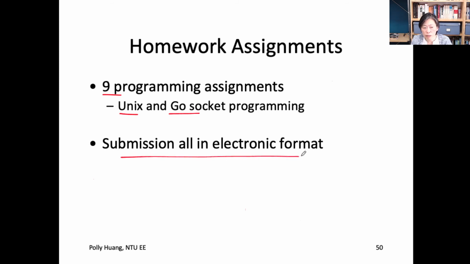All of these will be submitted in electronic format. The detailed instruction is given in the homework assignment description, and you would also see the description in the walkthrough videos Poly has provided.